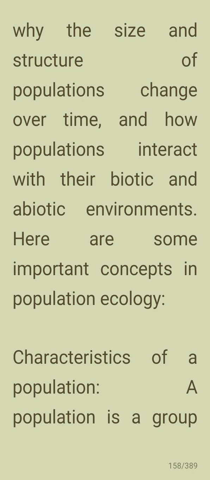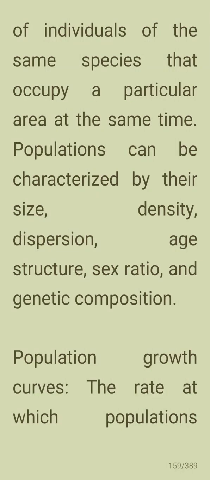So, characteristics of a population. A population is a group of individuals of the same species that occupy a particular area at the same time. Populations can be characterized by their size, density, dispersion, age structure, sex ratio, and genetic composition.